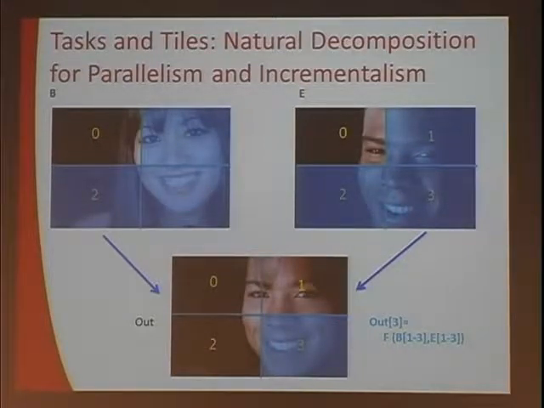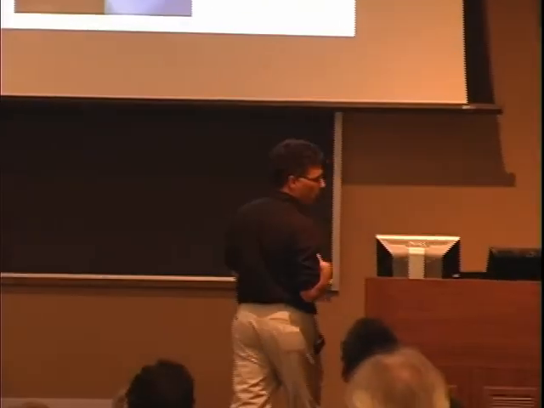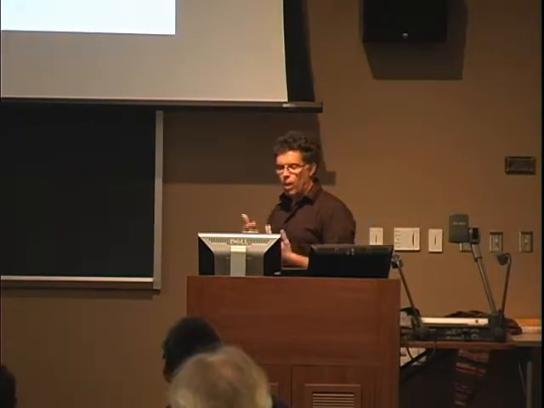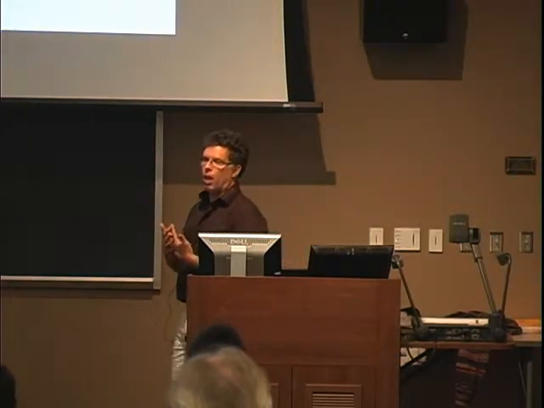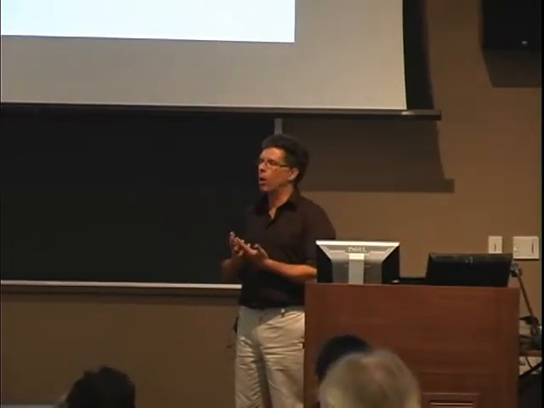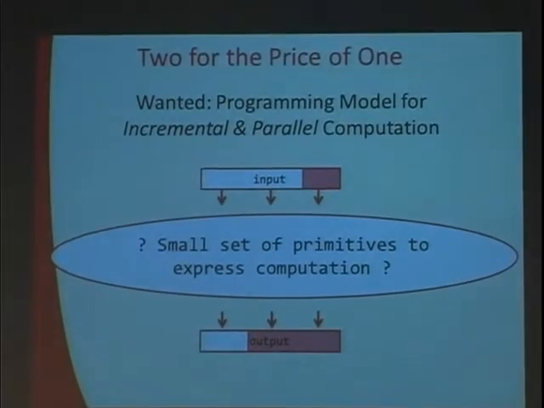But how did we know that? We didn't want to code all that information explicitly. So the challenge is really to come up with a programming model that will allow us to express this parallel computation in a way such as to enable this incremental self-adjusting computation.